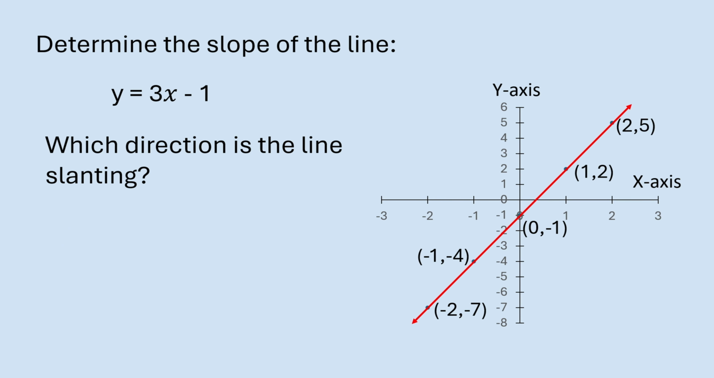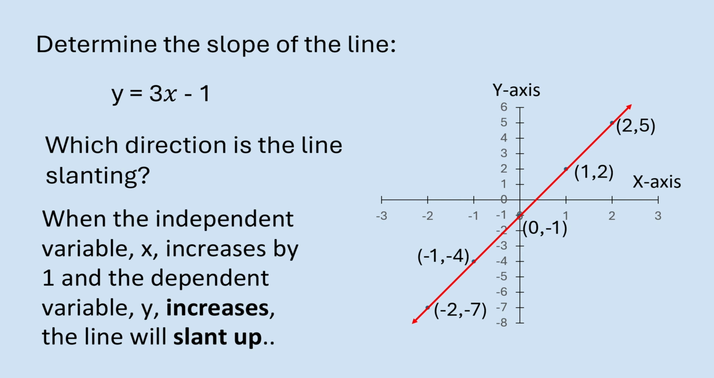Which direction is the line slanting? When the independent variable x increases by 1 and the dependent variable y increases, the line will slant up. Here slope is equal to 3 because it is a positive value. The line slopes up.